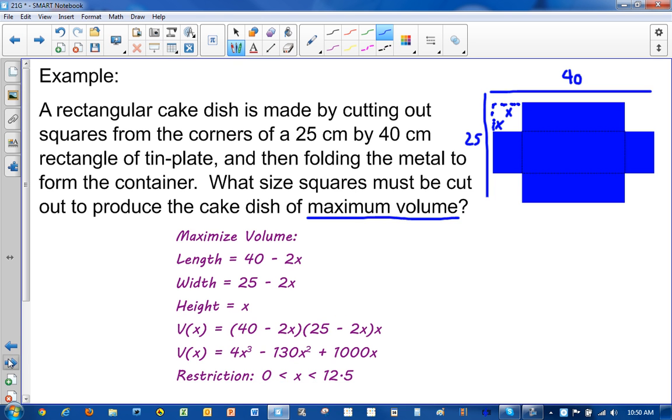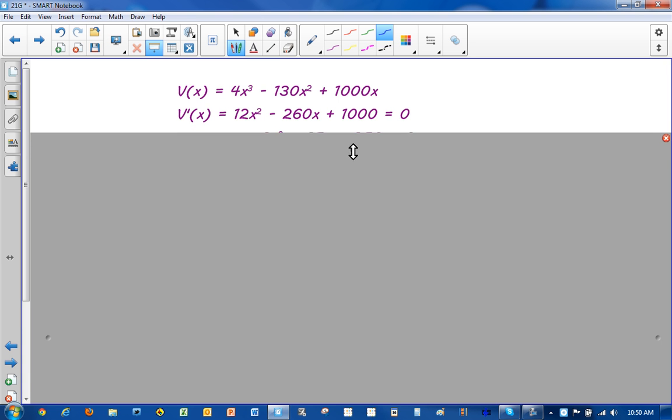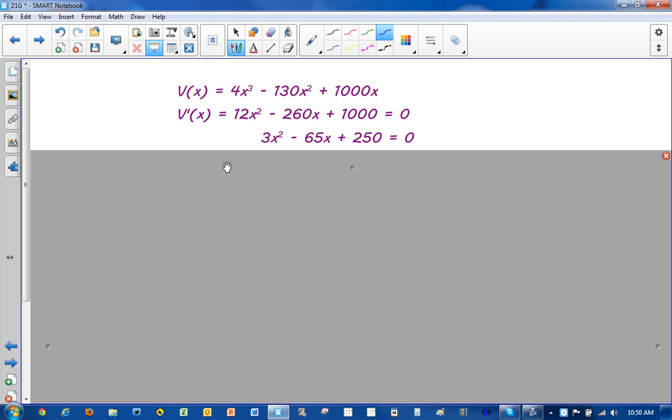All right, so here we go. Here is the function that I mentioned before, 4x cubed minus 130x squared plus 100x. If I take the derivative of that, I get 12x squared minus 260x plus 100, and I'm going to set that equal to 0 and solve for x. Well, the first thing I notice is that all of those terms can be divided by 4. So I divide everything by 4, and that's what I get.